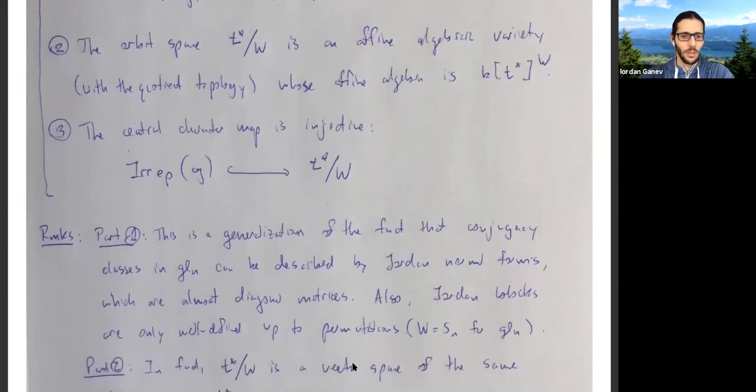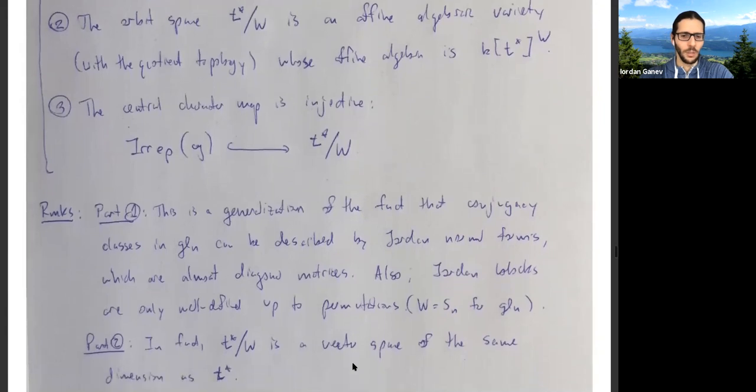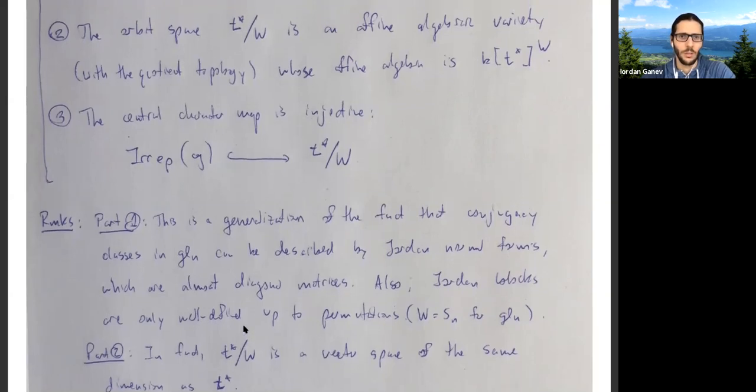Okay, and for the second part, it turns out that not only is this quotient an affine variety, it's just a vector space of the same dimension as T star. If you look at the affine algebra of T star, it's just a polynomial algebra, and if you look at the invariants, it turns out to be again a polynomial algebra. The proof is pretty straightforward for the symmetric group, just acting by its permutation representation.